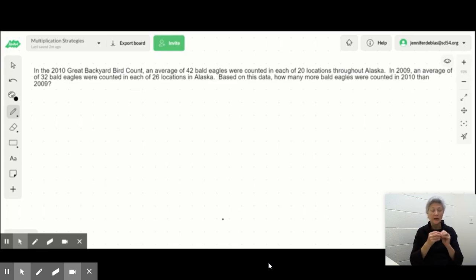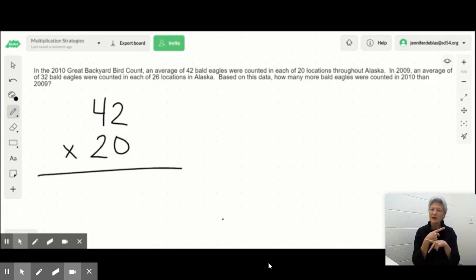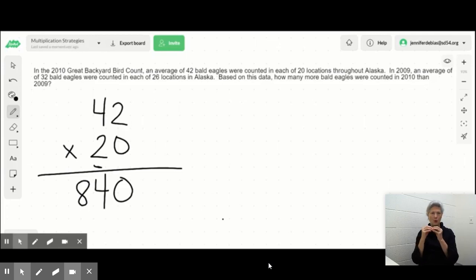So in 2010, I see that there were 42 bald eagles in 20 locations. So I'm going to solve this. I'm actually going to do partial products with this. I can solve this pretty easily because I'm looking at the number 20, and I know that 20 is the same as 2 tens. So I can just double 42, and that's how many tens I'll have. So thinking about this, 42 times my 2 tens here, times 20, well, I know that that is 84 tens. I don't have to solve anything else because I was able to use that 2 tens, that 20, to come up with an answer.